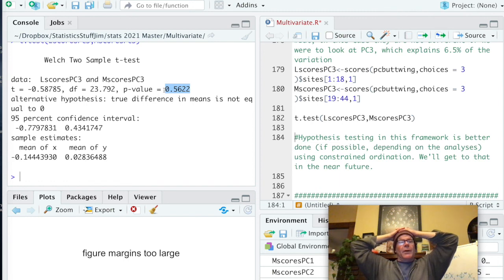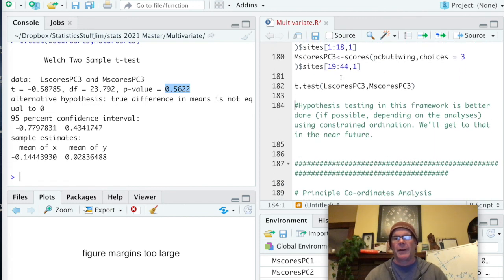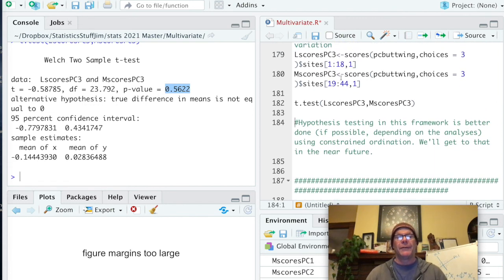Yeah, and so that's the thing to keep in mind if you're doing hypothesis testing using PC scores, or if you decide to use them as a predictor in a linear model. That is done quite often. There's nothing wrong with it at all. Just make sure that you are 100% fully aware of what you are doing with it.